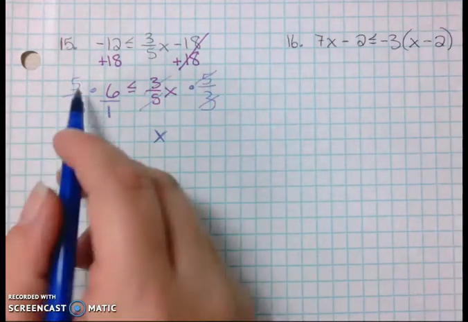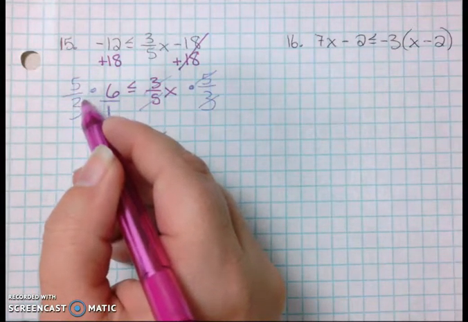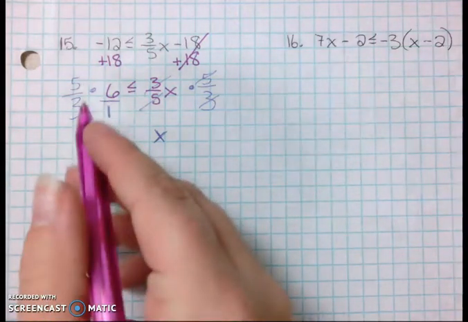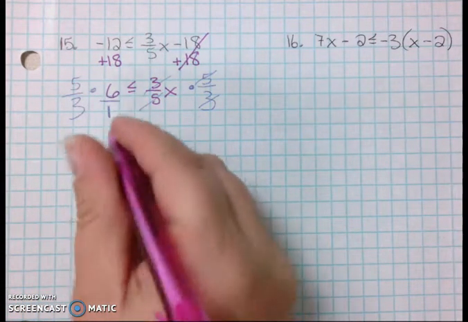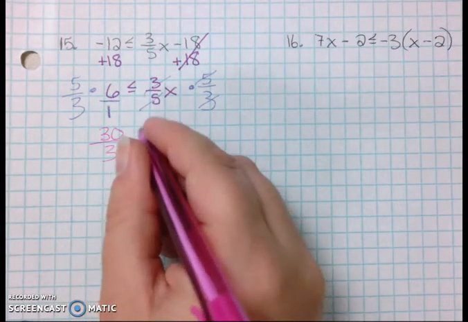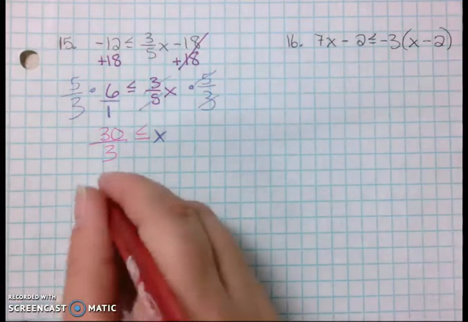And you can remember that you can reduce this. 3 goes into 6 twice, so that cancels, and this can be a 2. But if you don't remember that, that's okay. You can just do 5 times 6 is 30, and 3 times 1 is 3, so over 3. And then simplify that further by taking 30 divided by 3. And that gets you 10.